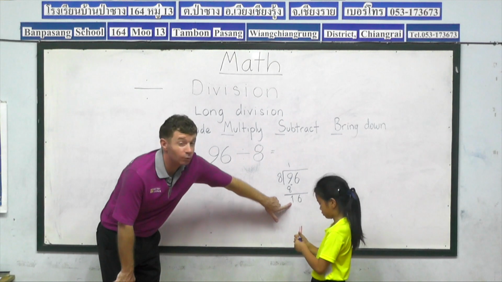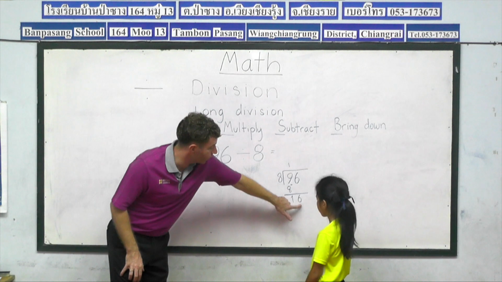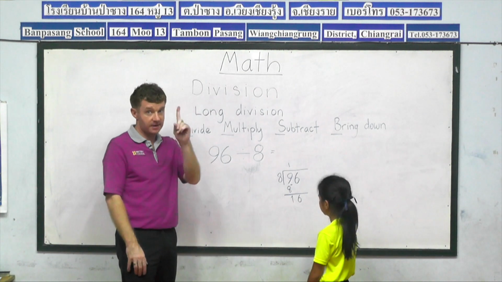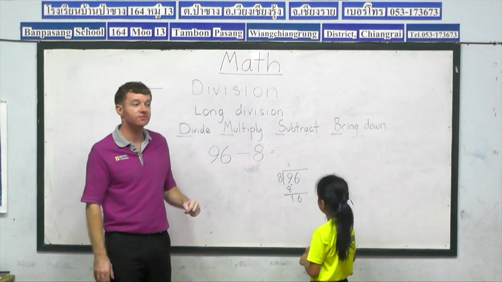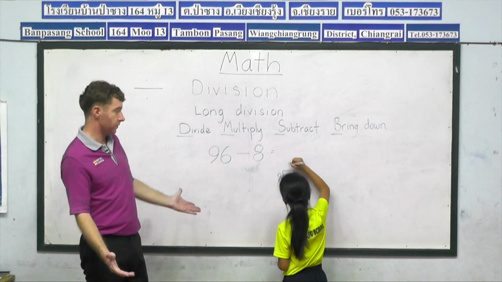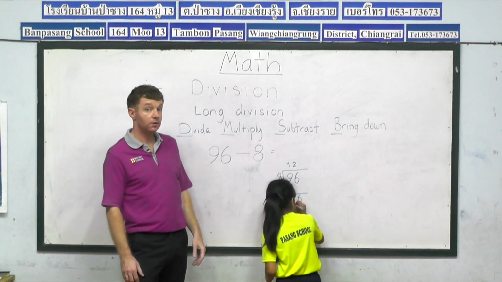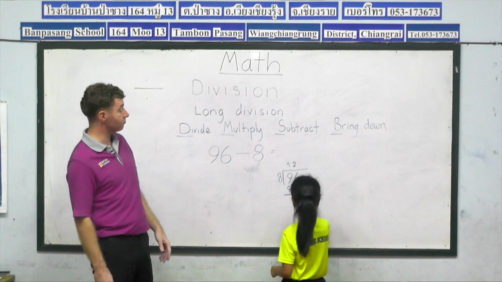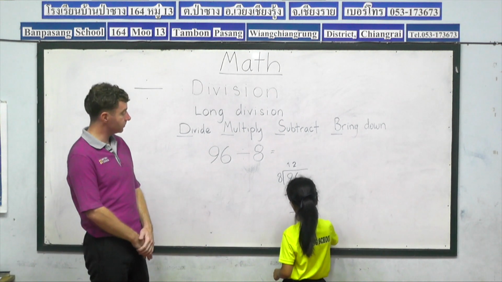Now notice here, we're not at 0 yet. That's not a big problem. All it means is we're not using just 6 now, we're using 16. So now, for the second round, 16 divided by 8 equals 2. And then repeat the process. 8 times 2 equals 16. And then step 3, subtract: 16 minus 16 equals 0.